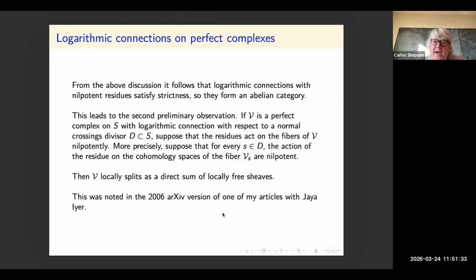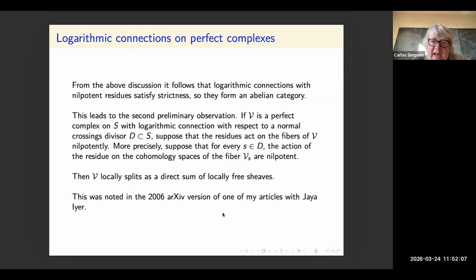So this implies that the category of logarithmic connections with nilpotent residues satisfies strictness, so it forms an abelian category, and in fact, it also has a tensor product, so it's actually a Tannakian category. And in some way, the observation which is inspiring what we're discussing here is that you get a fiber functor by taking the fiber over the origin of a logarithmic connection. That's a fiber functor, which of course is isomorphic to the fiber functor of the fiber over some other point. But it's not completely clear how that actually works.